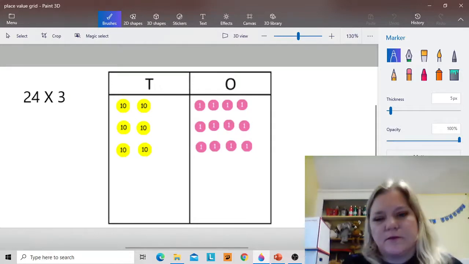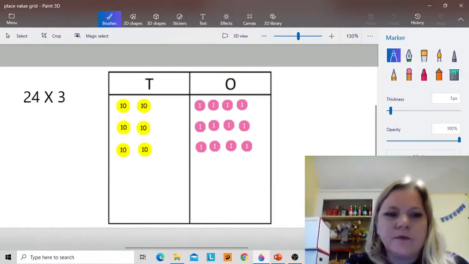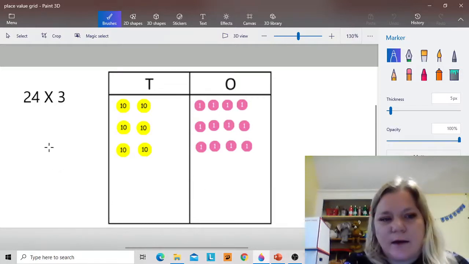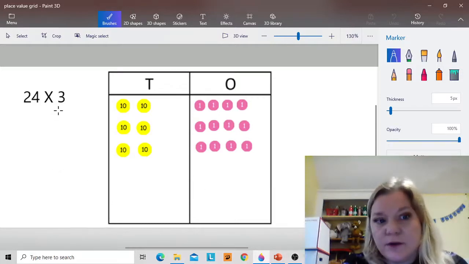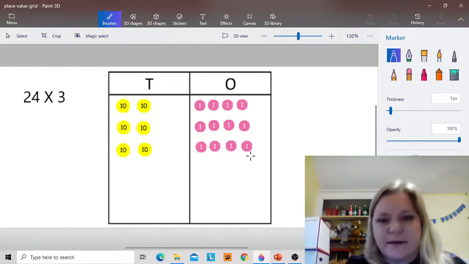The next method we're going to look at for multiplying numbers together is using a place value grid and place value counters. So the question we're looking at is 24 multiplied by 3. That's 3 lots of 24. So what you can see is I've done 10 and a 10, which is 20, and 4 ones, so that's 1 lot of 24, 2 lots of 24, 3 lots of 24.